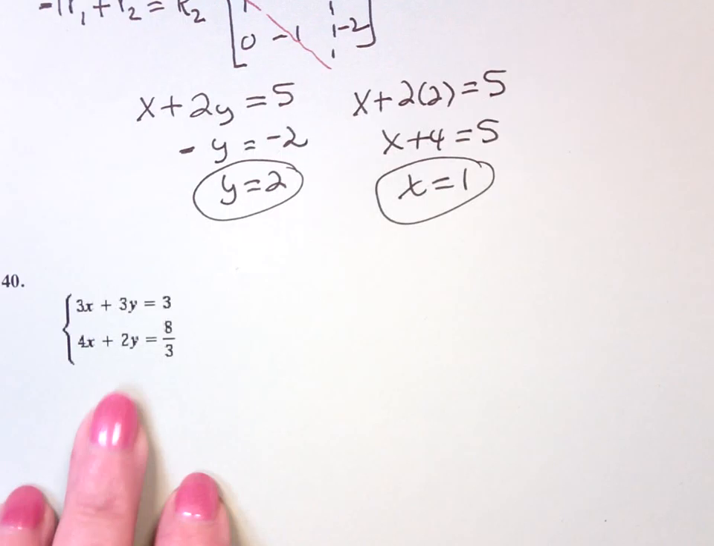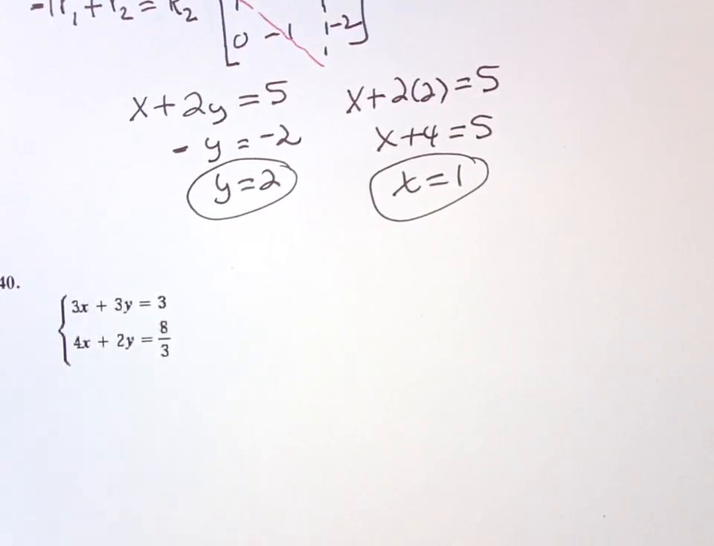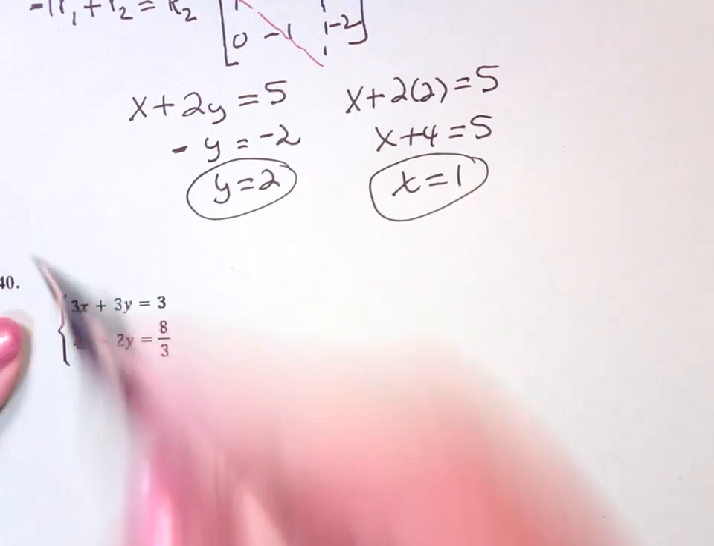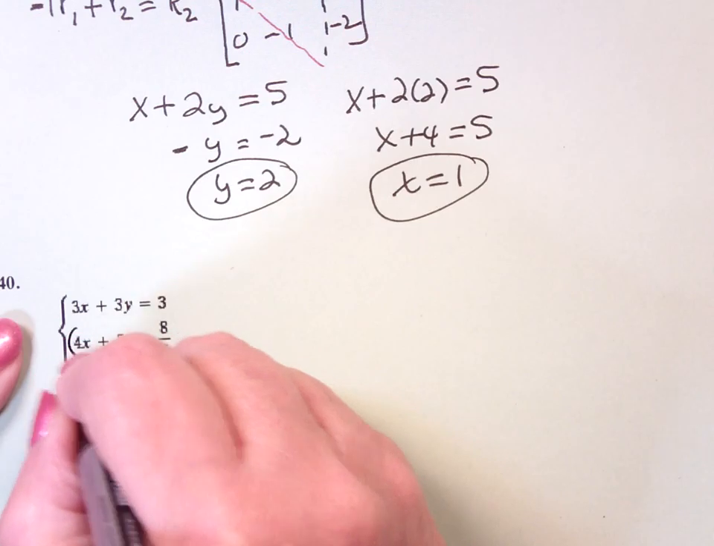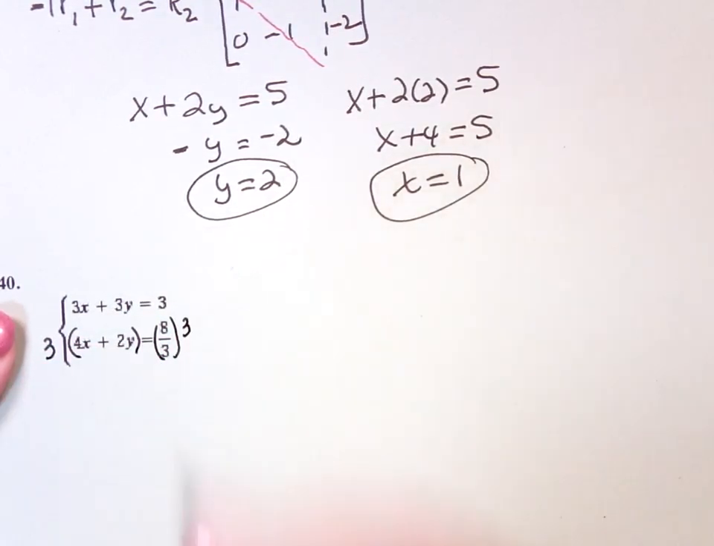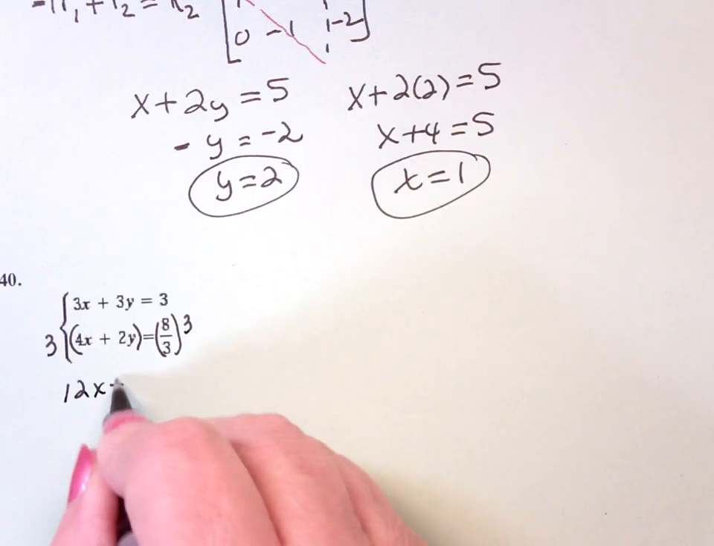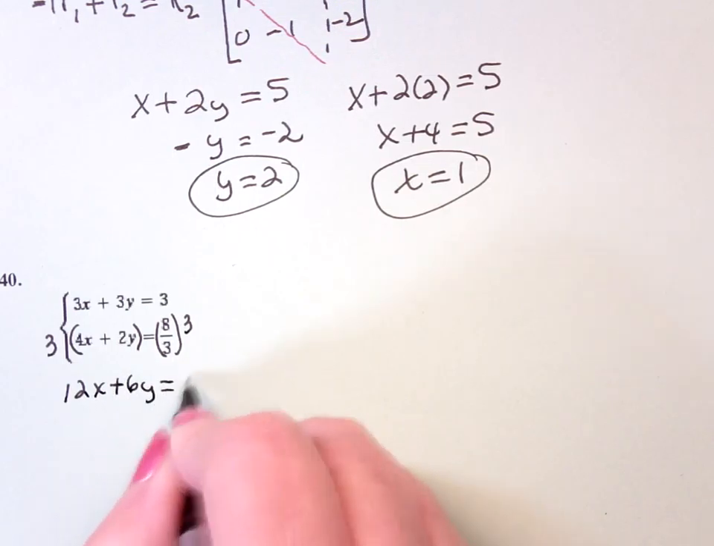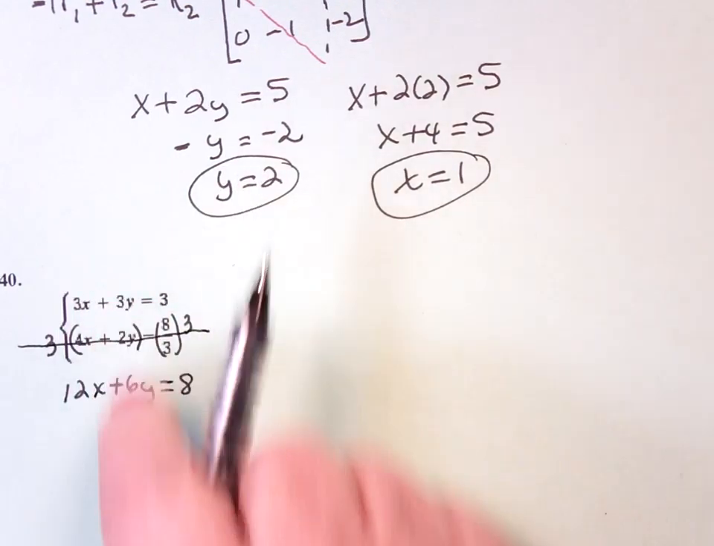So what's the thing that we don't like about this problem? Fractions. That's clear. So one of the things that I would do before I even set up the matrix is multiply both sides by 3. What will that do? Get rid of the fraction. So I would have 12x plus 6y equals 8. This guy's now gone, and then that's now my system.